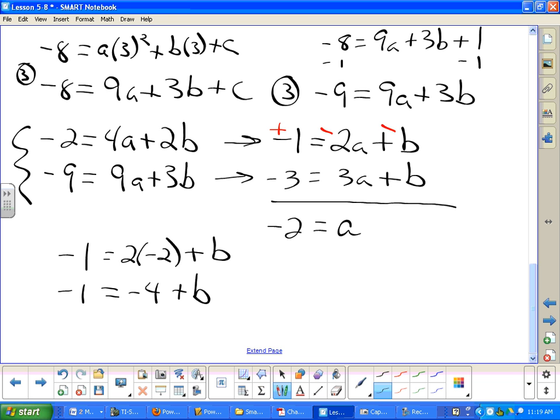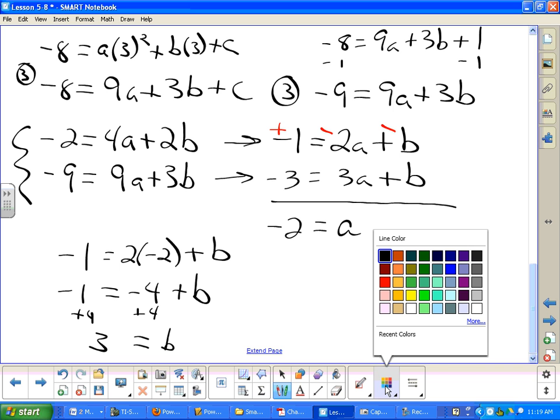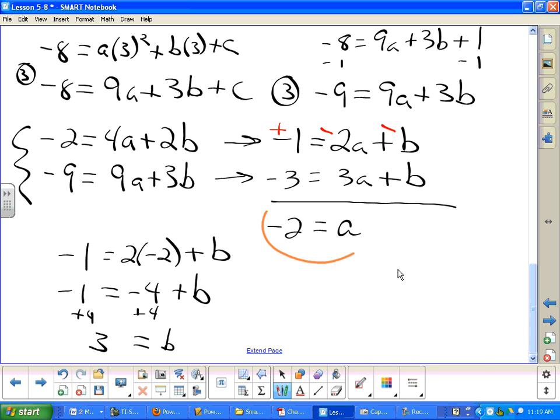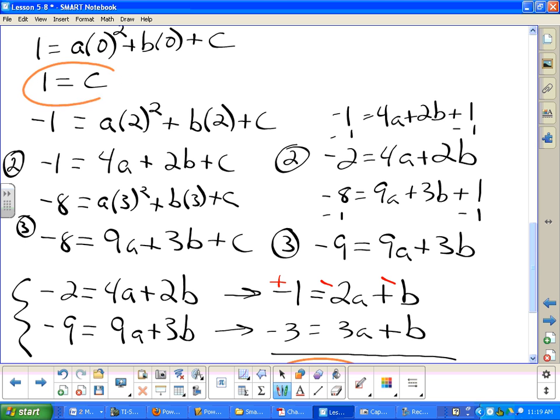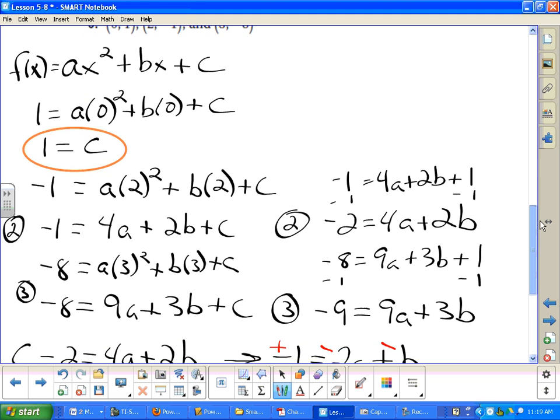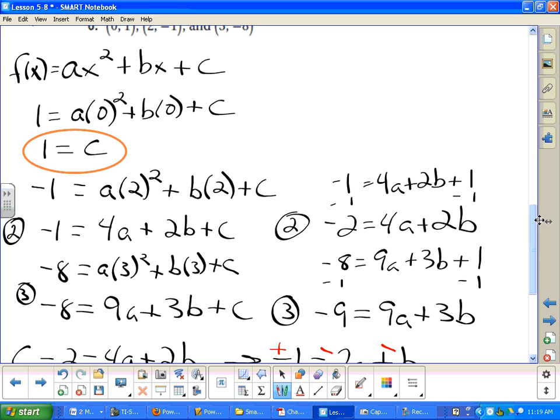So I solve it, add 4 to both sides, and b equals 3. So I found A, found B, and C. So then I just need to replace A, B, and C with those numbers then. And that's my equation.